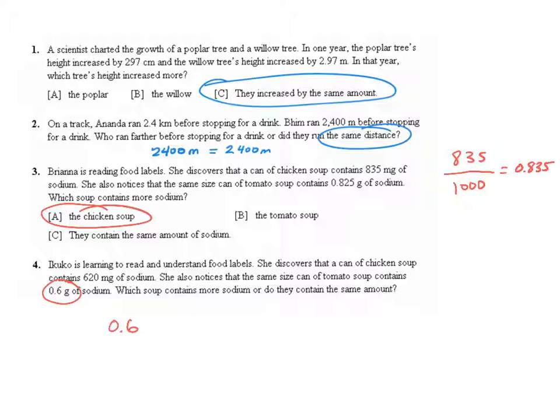There are 1,000 milligrams in every gram, so I want to multiply this by 1,000 to find out how many milligrams are in 0.6 of a gram. I'm going to go ahead and just do this with fractions. I can simplify, and I get 600 milligrams. 600 milligrams is less than the 620 milligrams. So the soup that contains more in this problem is the chicken soup.